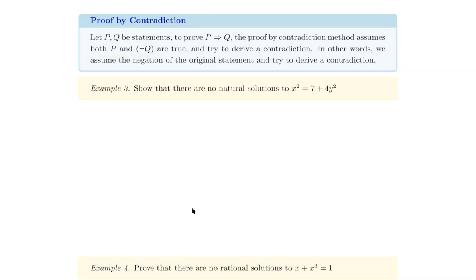So let's do example 3. Show that there are no natural solutions to this equation. Okay, now I'll give you some time while you do it. I will write down my proof to save some time because we don't have much time.